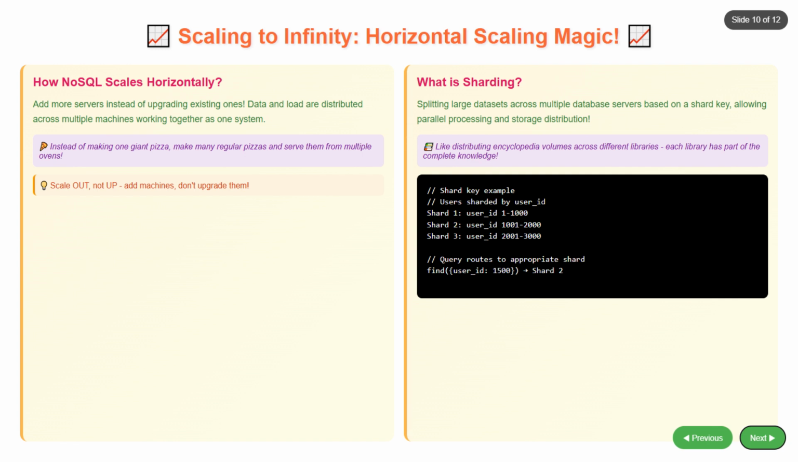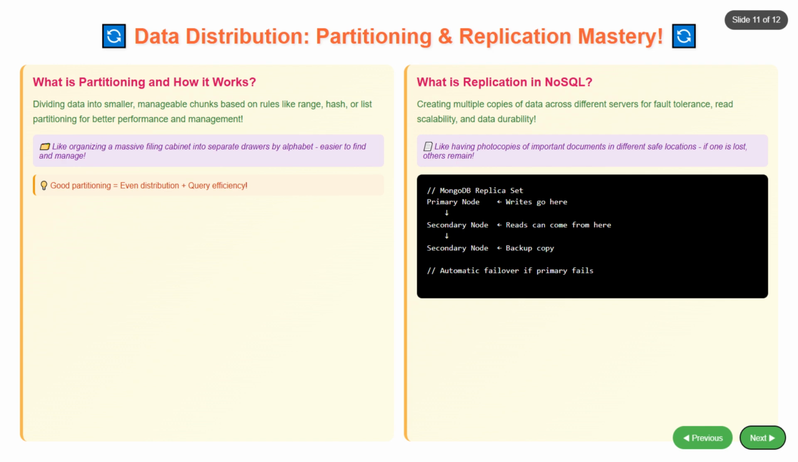Now, let's look at our shard key example. This shows how data gets intelligently distributed across servers for maximum performance. Let's master the twin pillars of data distribution and safety.